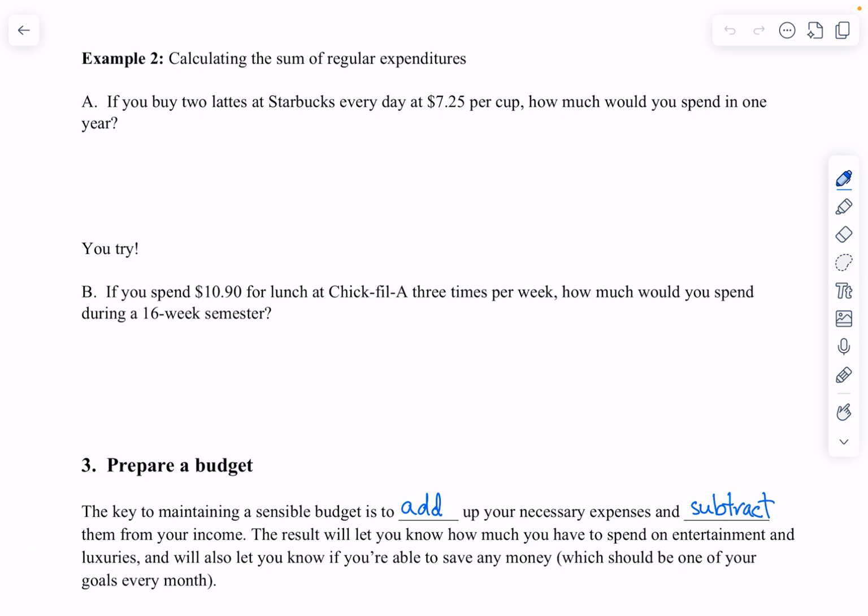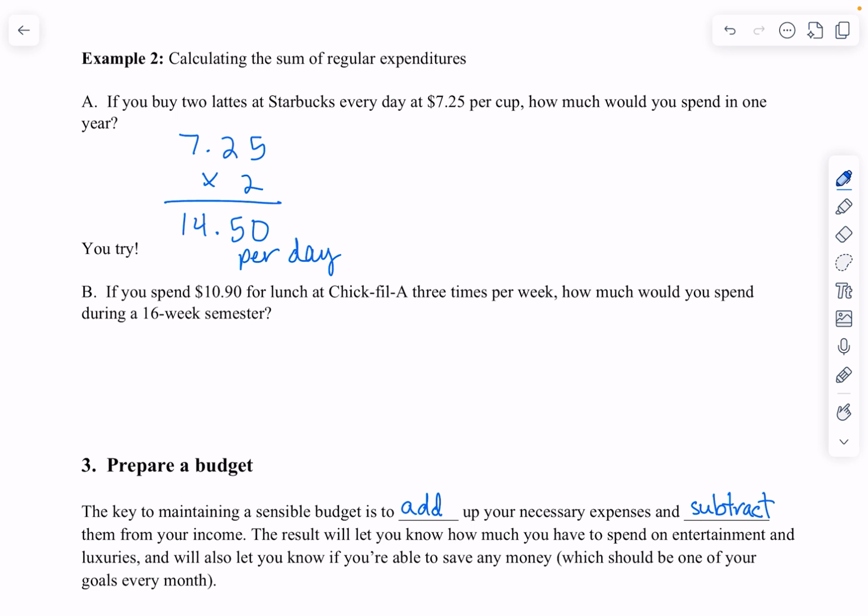So let's talk about some examples. If you buy 2 lattes at Starbucks every day, and each cup costs $7.25, how much would you spend in 1 year? So the way of thinking here is $7.25 times 2, because you're buying 2 of them. Again, simple calculation here. Check with your calculator. You get $14.50. And this is how much you spend per day, because you get 2 of those a day.